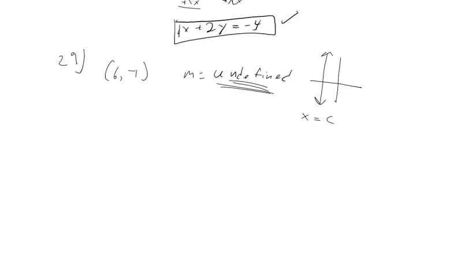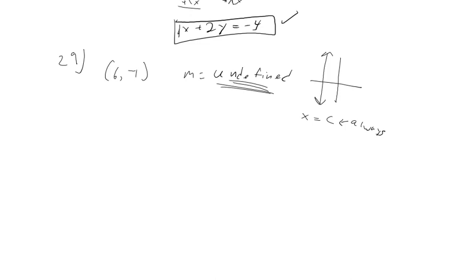The equation of vertical lines is always x equals some constant. So how do I know what the equation is if I'm just given this point?